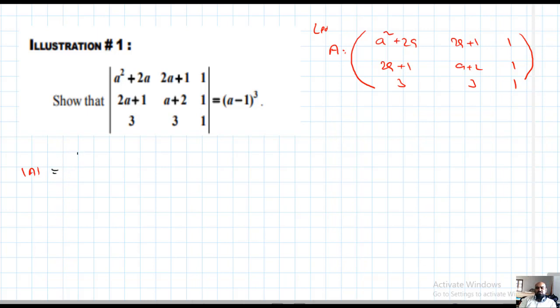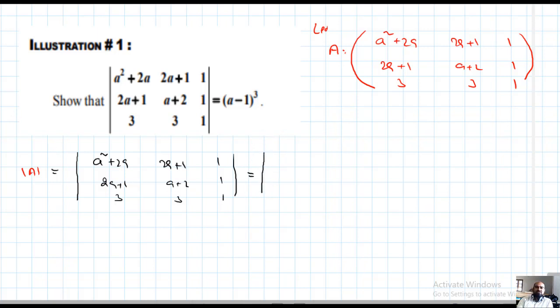That is equal to A square plus 2A, 2A plus 1, 1, 2A plus 1, A plus 2, 1, 3, 3, 1. So first of all, without using any transformations, I am finding the determinant using the definition.